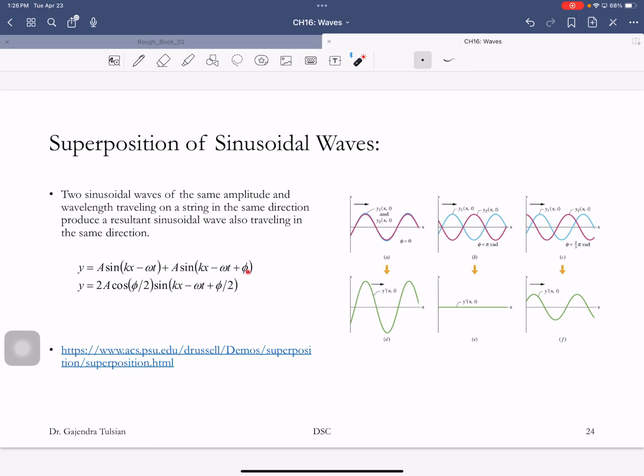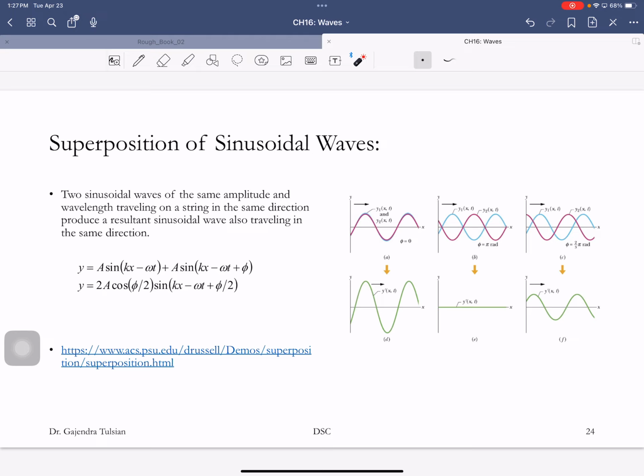So here's the meaning of phi. If phi is 0, there's no phase difference, and they just combine, and here's the resultant wave. Now, if phi is pi, here's one wave, here's the other wave, and you have complete destructive interference.